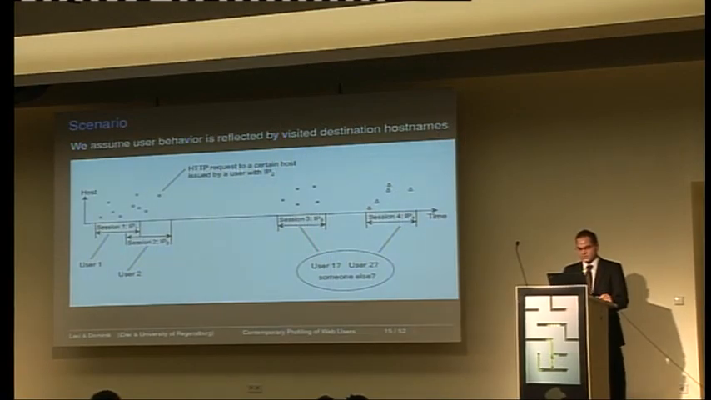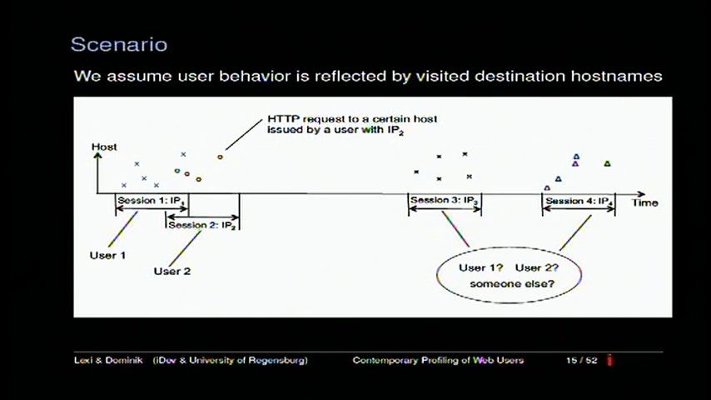So let's assume this scenario. We started out assuming that user behavior, as it is reflected by the visited destination host names, so the sites you're basically going to, and the situation is like depicted in the graph here on the left side. You've got two users, user one and two, from two distinct IP addresses, and those two users are visiting different hosts. At a later time, you're observing two other IP addresses, IP 3 and 4, and the attacker asks now, is user 1 session 3, or is user 2 session 3, or is user 1 session 4, or user 2 session 4, or is it someone else, someone totally different?